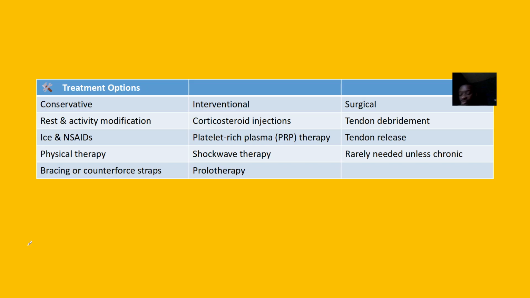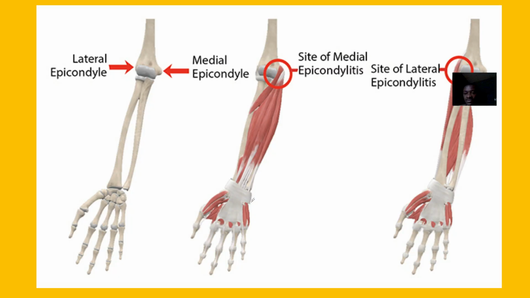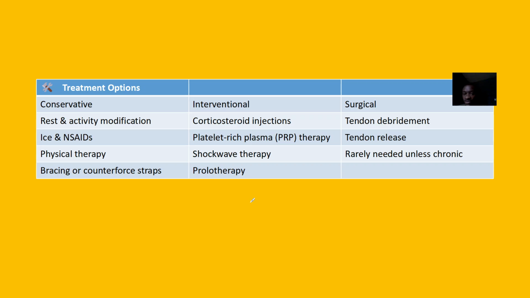So treatment is just rest. Sometimes you just have to reduce the way you use that part of the body. Then non-steroidal anti-inflammatory drugs, so you might want to start taking drugs that reduce inflammation. Physical therapies, bracing or counterforce straps. That one is basically conservative.